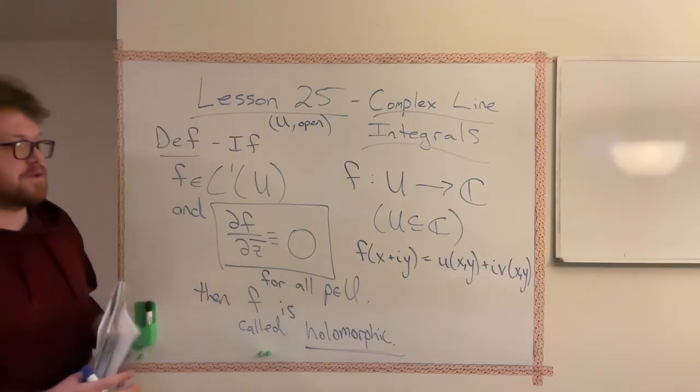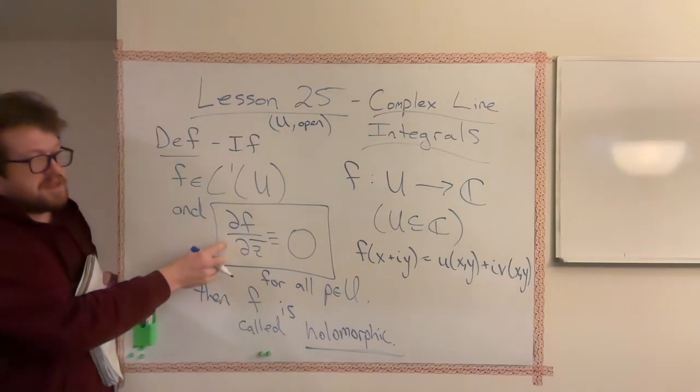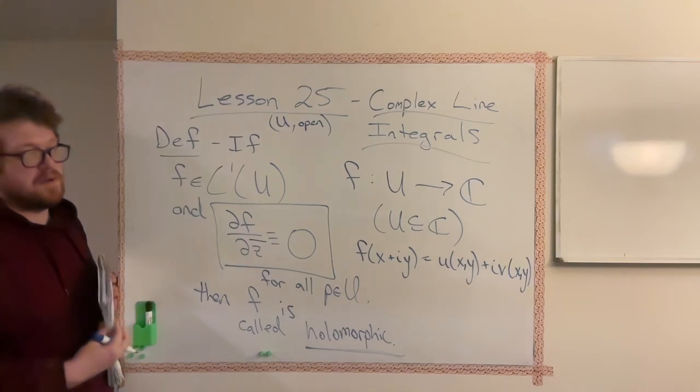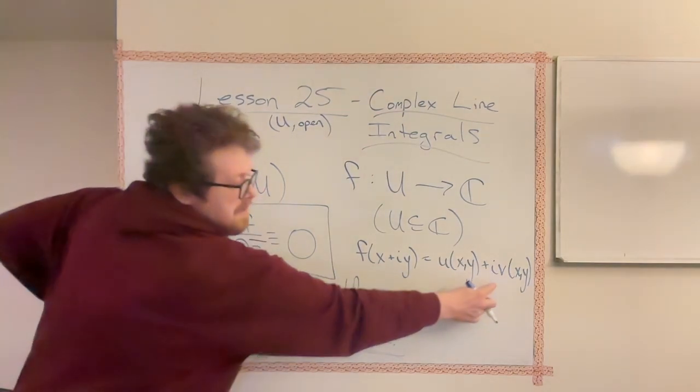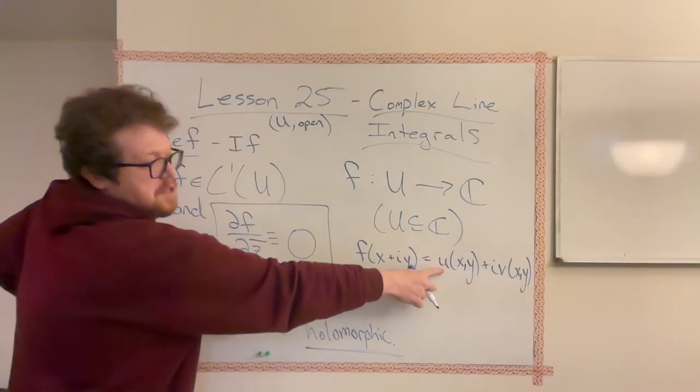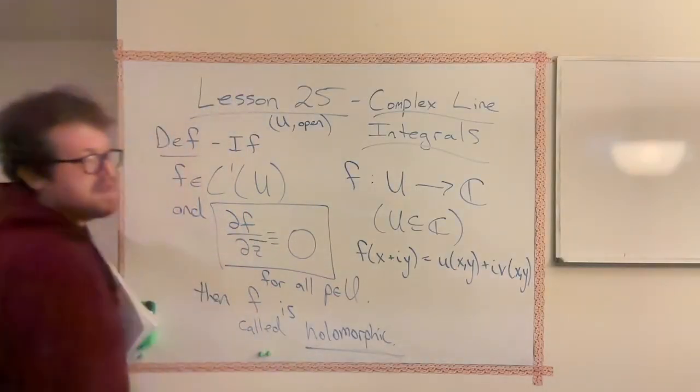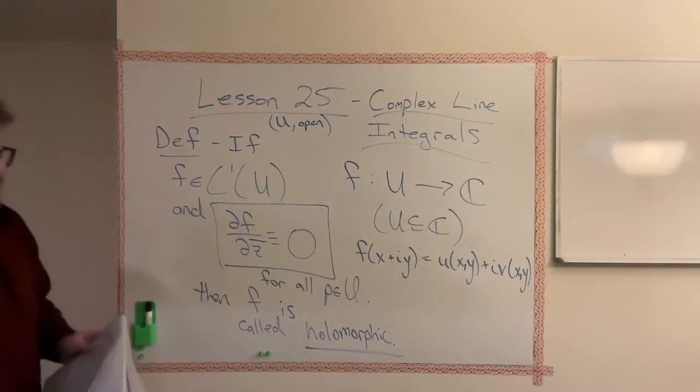So that was the first proposition, that if this holds, that's if and only if you have this relationship between the two partial derivatives of u and v. So basically the partial derivative of the first function with respect to x, there's some relationship between the partials of u and v.